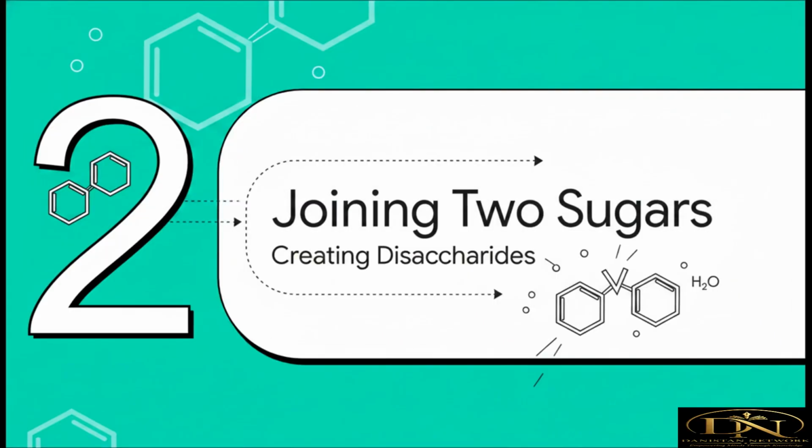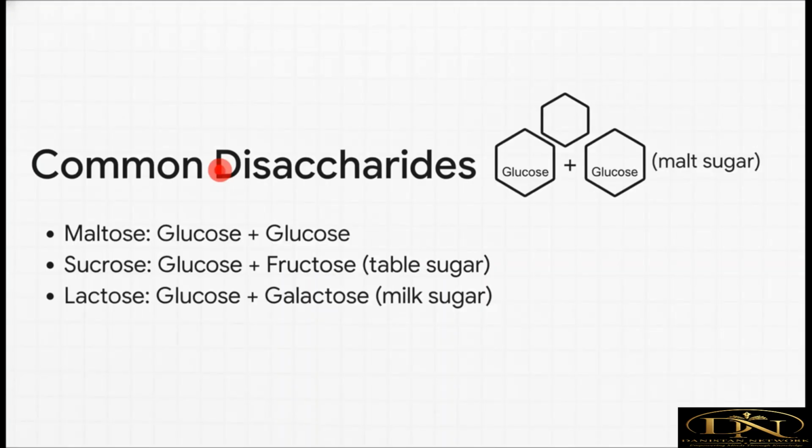What happens when we start clicking them together? Well, that takes us to the next level, the disaccharides. Di just means 2, right? So a disaccharide is simply 2 of those single sugars joined up. And you've definitely heard of the big 3. There's maltose, which is just 2 glucose molecules stuck together. Sucrose, which you know as table sugar, is a glucose and a fructose. And lactose, the sugar in milk, is a glucose plus a galactose.